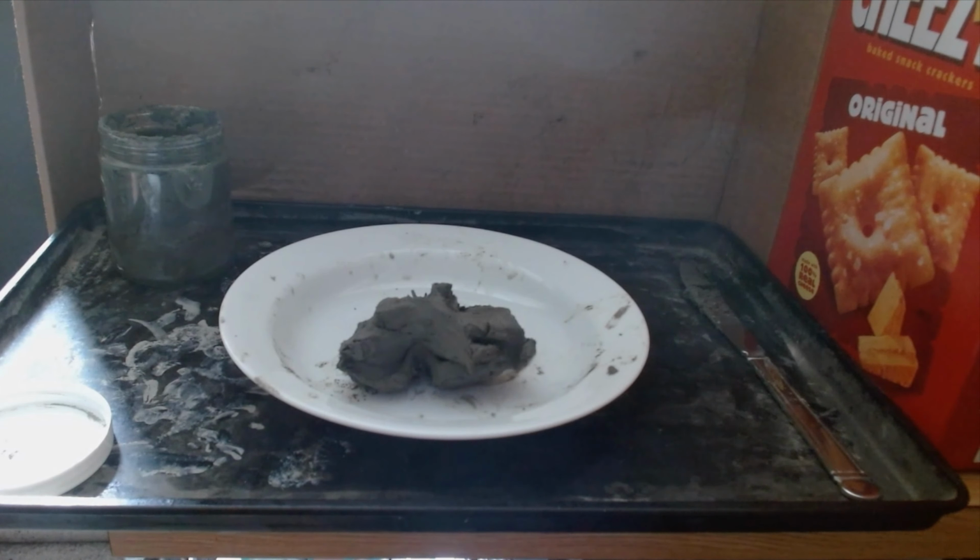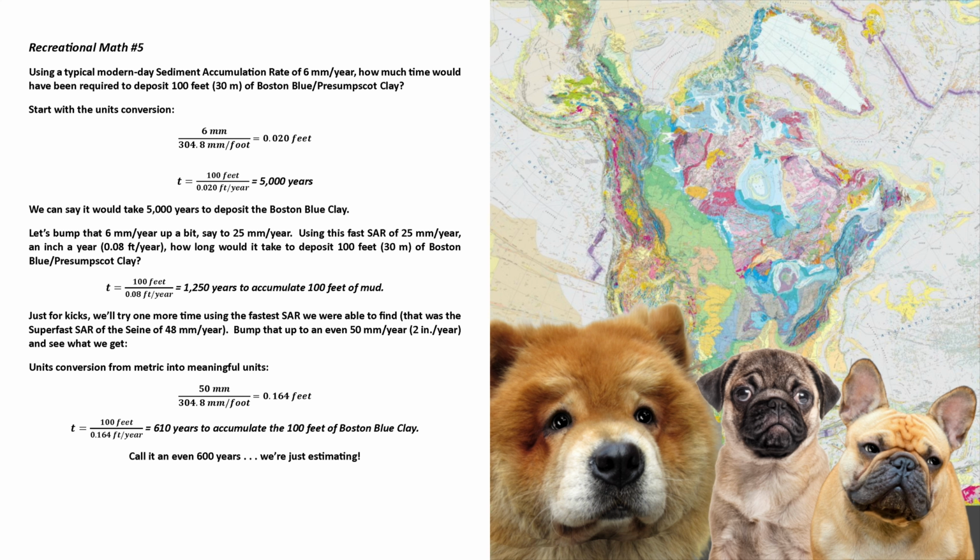Let's do some recreational math and see what we can discover about mud deposition and diagenesis. Let's say the rates of Boston Blue Clay deposition were similar to current rates on continental shelves close to the glacier sources, of a few millimeters per year. For our example, let's say 6 millimeters, a quarter inch per year. At that rate, the 100 feet, 30 meters of Boston Blue Clay would be deposited in about 5,000 years.